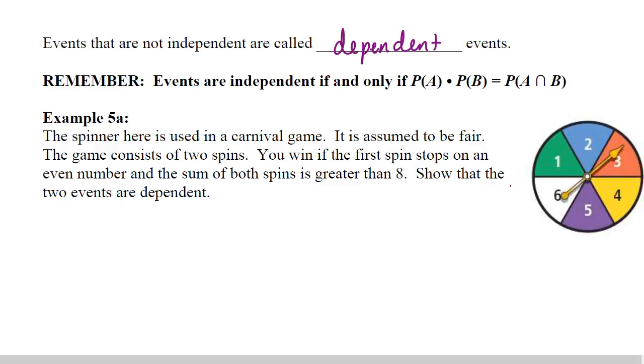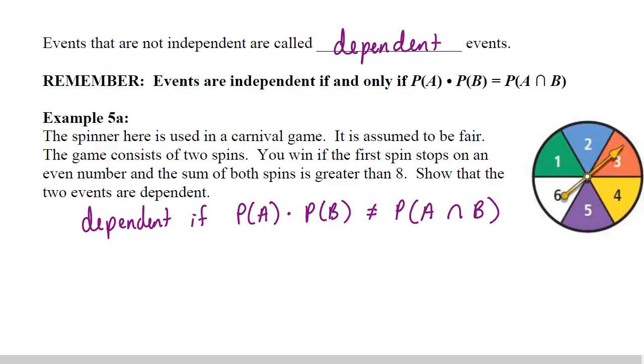So let's see how we can use that with this final story problem. Here it says a spinner is used in a carnival game. It is assumed to be fair. The game consists of 2 spins. You win if the first spin stops on an even number and the sum of both spins is greater than 8. We want to show that the 2 events are dependent. If they're dependent, that statement above is not going to be true. In other words, they're dependent if the probability of event A times the probability of event B does not equal the probability of the intersection of the 2 events.